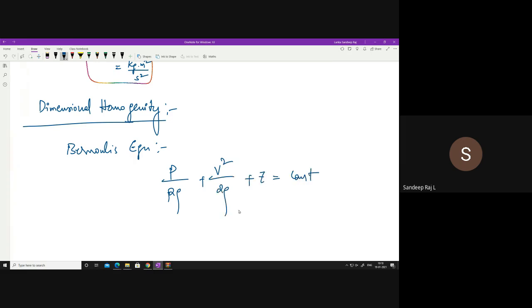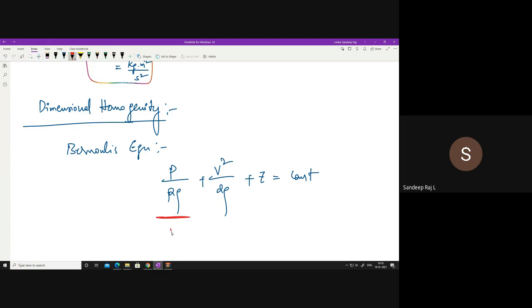Am I right? Is this the Bernoulli's equation? Yes, it is. So if you look at this, what is the unit for the first term?